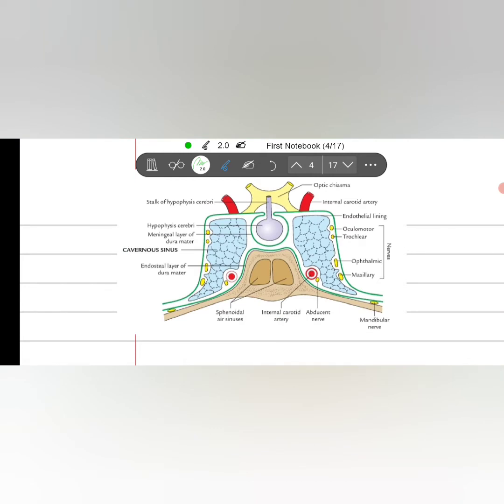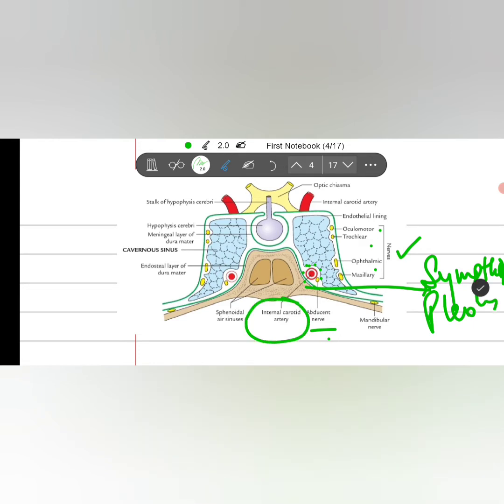So, the contents. In this diagram we will see these are the nerves: the oculomotor, trochlear, ophthalmic, maxillary and abducent nerve, and the sympathetic plexus around the internal carotid artery. And the second content is the internal carotid artery. This is the major content.